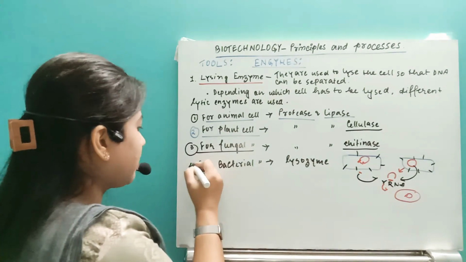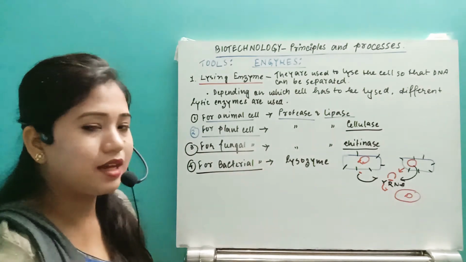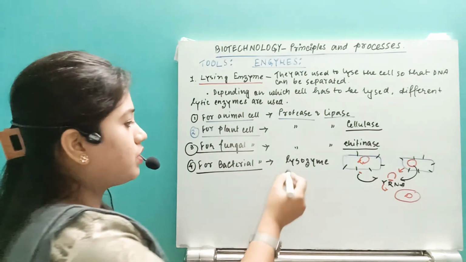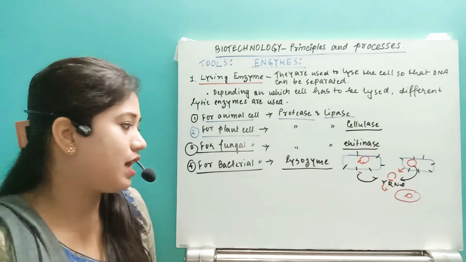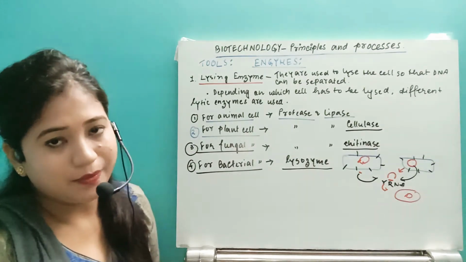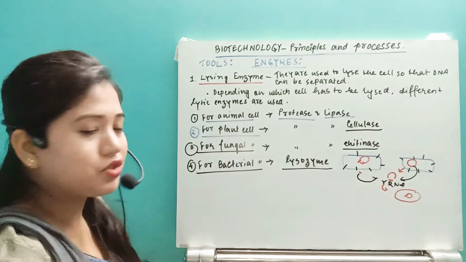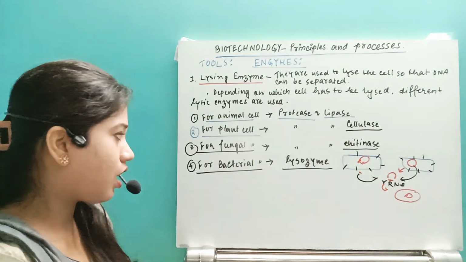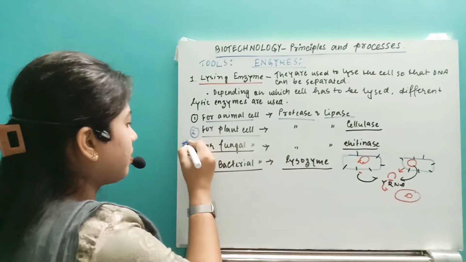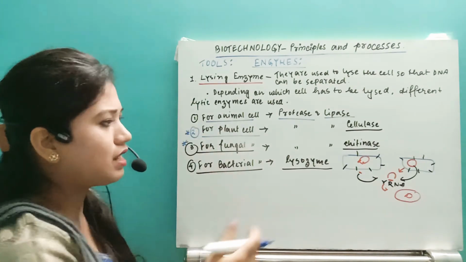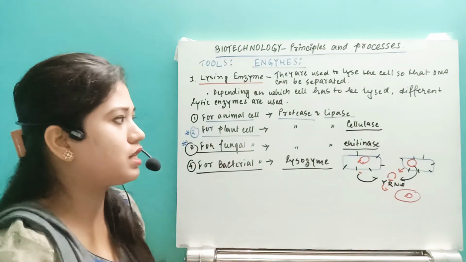And the fourth type: in the case of the bacterial cell, the bacterial cell wall is made up of peptidoglycan, which can be broken down by the enzyme lysozyme. Okay, so these are very important, and there are two enzymes that are for the fungal cell. Remember that. For the plant cell, it is very important. So only this thing you have to remember.